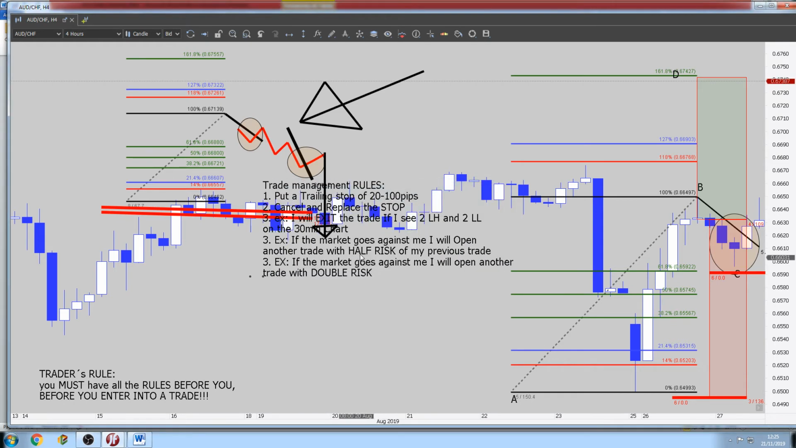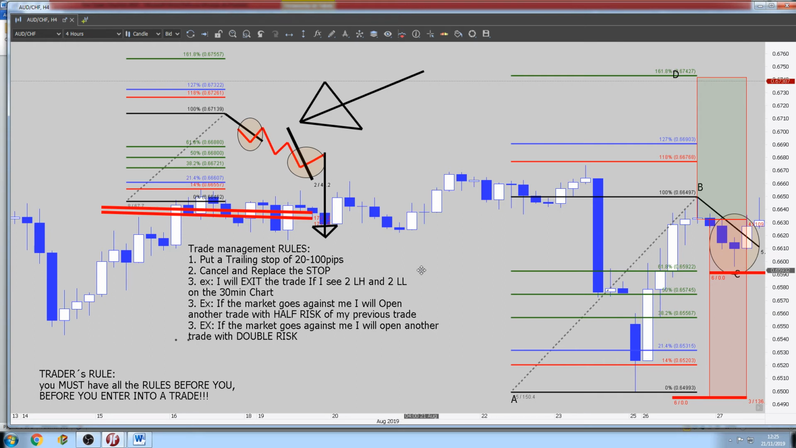Okay, so you have different things in here. And everybody, the key point is this: you must have something before you enter into a trade. Just put something in there, anything, okay? And when you are trading, try to journal your trade and try to figure out how your trade management rules are helping you to make consistent pips and money, or how the trade management rules are breaking you, making you frustrated.